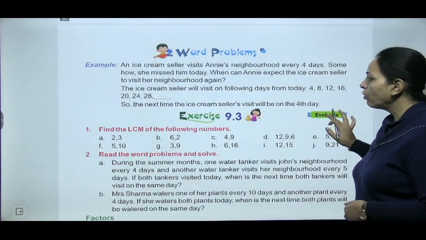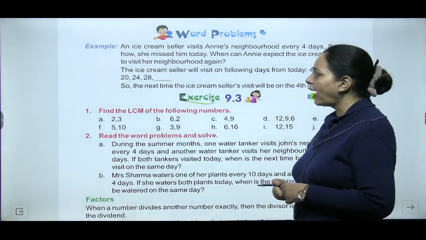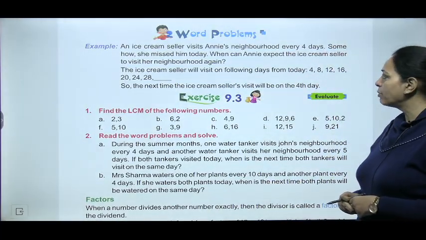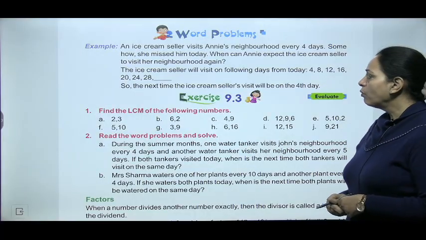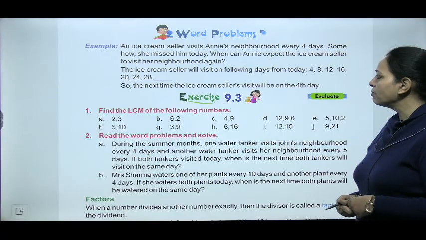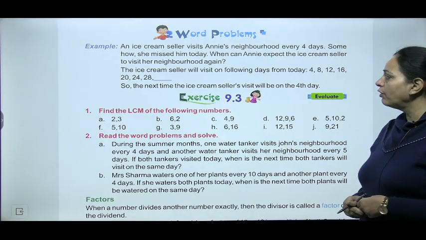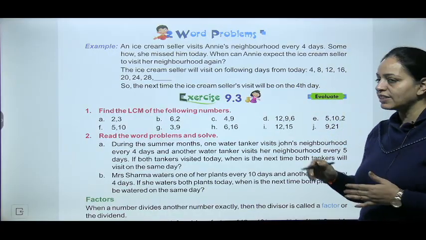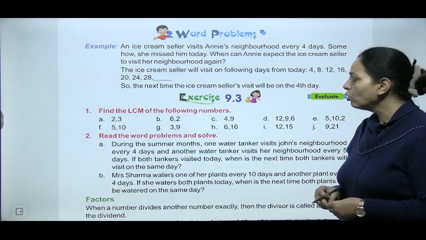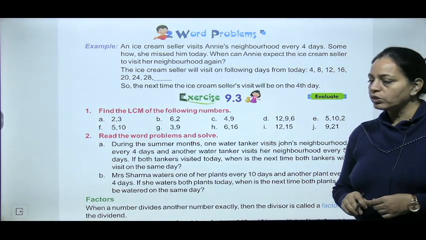Now come to the next, word problems example. An ice cream seller visits Annie's neighborhood every 4 days. Somehow she missed him today. When can Annie expect the ice cream seller to visit her neighborhood again? The ice cream seller will visit on the following days from today: 4, 8, 12, 16, which means multiples of 4. So the next time the ice cream seller will visit is on the 4th day.